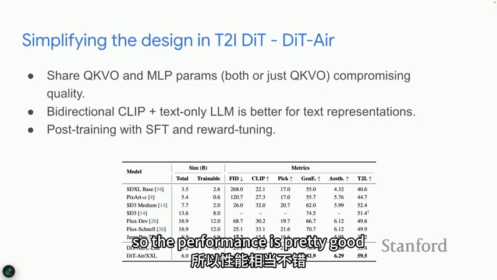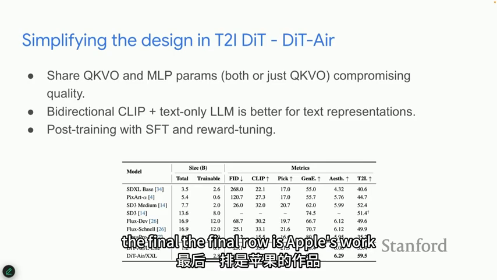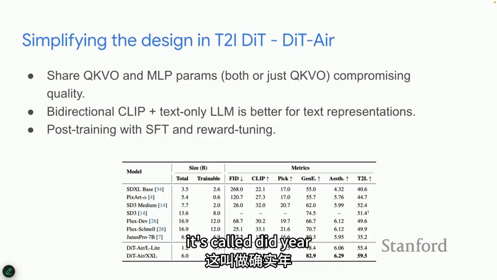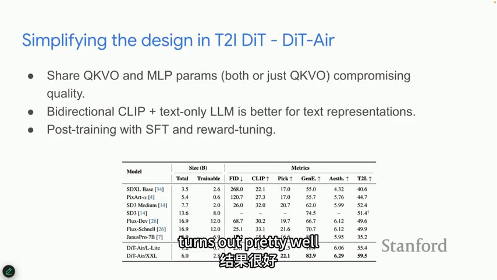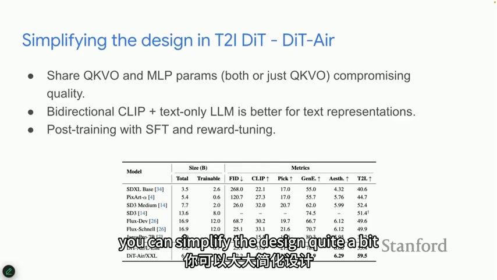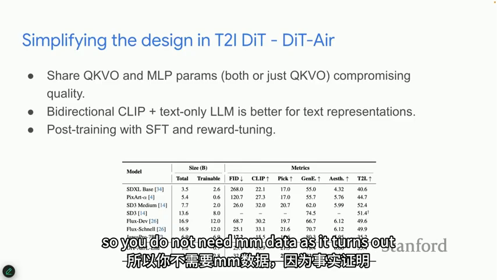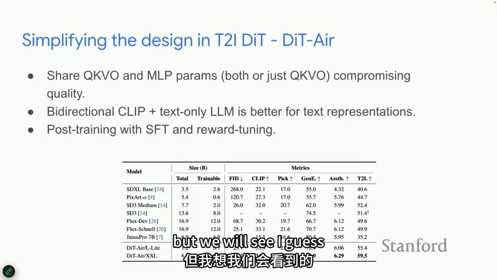The performance is pretty good. The final row is Apple's work, called DiT-Air, and it turns out fairly well. All the bold numbers are from DiT-Air. So long story cut short, you can simplify the design quite a bit. You do not need MMDiT as it turns out, but we will see, I guess.